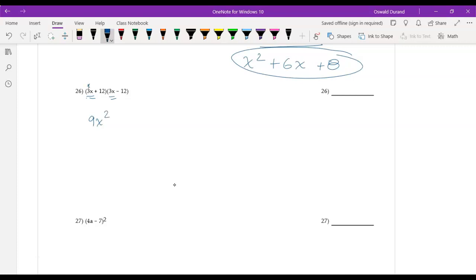That's the first term. The outer term is, so let me put F and F, the outer term is the 3x and the negative 12. So 3x times negative 12 is negative 36x. And then the inner is the positive 12 and the positive 3x, which gives me positive 36x. And then finally, the last term is the positive 12 and the negative 12. When you multiply them, you get negative 144.